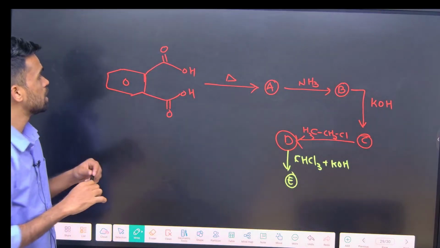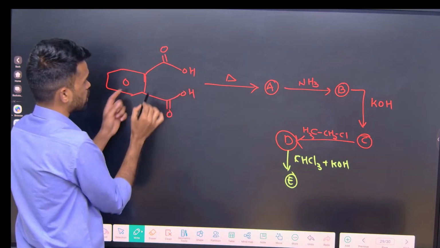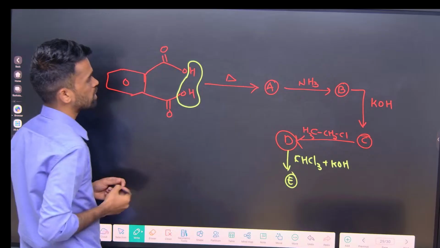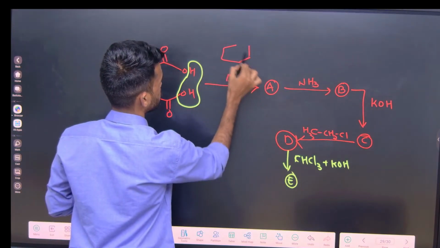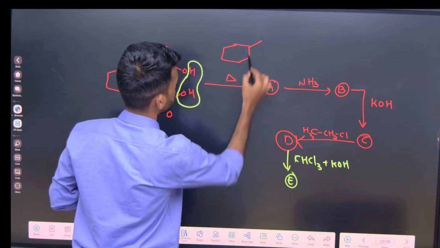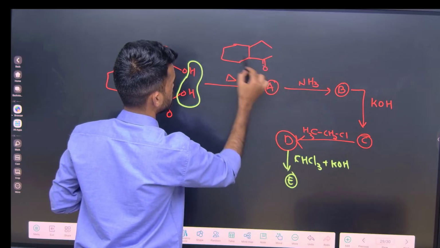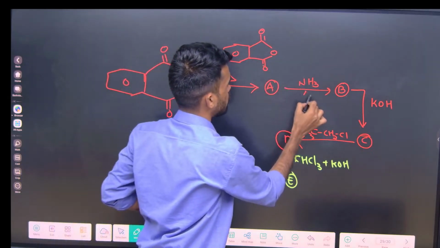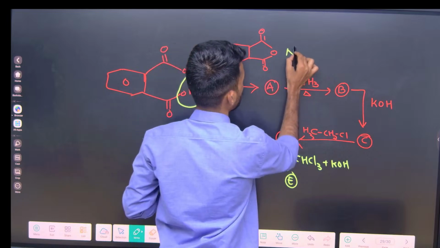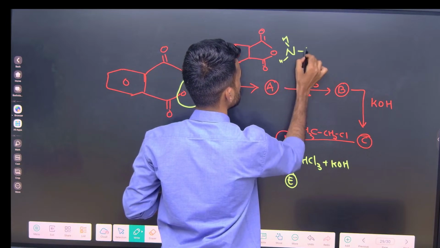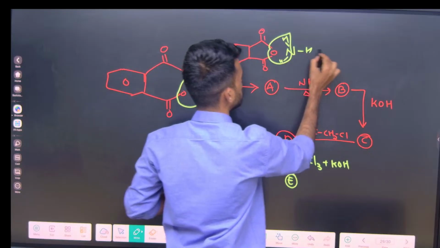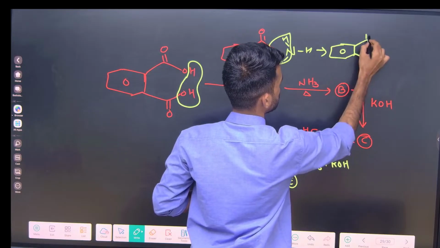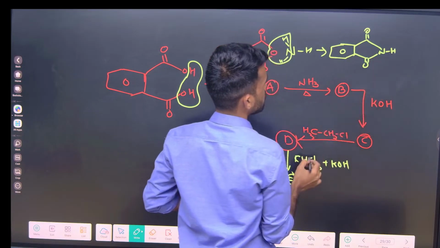See, it's very simple. Upon heating, this 1,2-dicarboxylic acid undergoes water elimination like this. Okay, we are going to get an anhydride. Yeah, this is the anhydride form. Upon treating with ammonia under heating condition, hydrogens and this oxygen are removed as water to give you phthalimide. Okay, so this is your B.